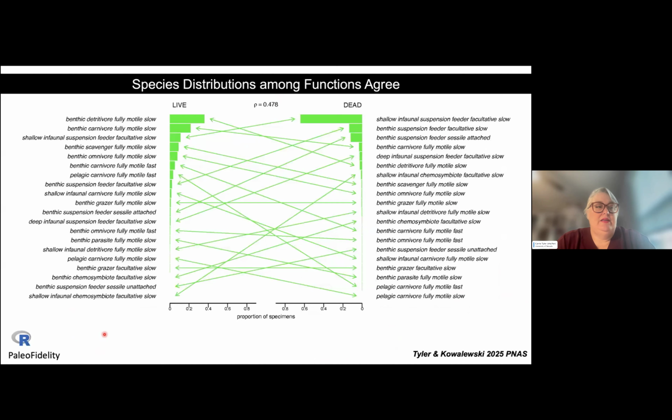This is another way to test that relationship. This is a Spearman rank correlation. I'm only showing you the top 20 functions here. But they're all green because we have a strong congruence here again between the live and the dead. It's a fairly strong relationship between the rank order of the number of individuals in each of these functional groups between the live and the dead. So again, it's a very reliable relationship.